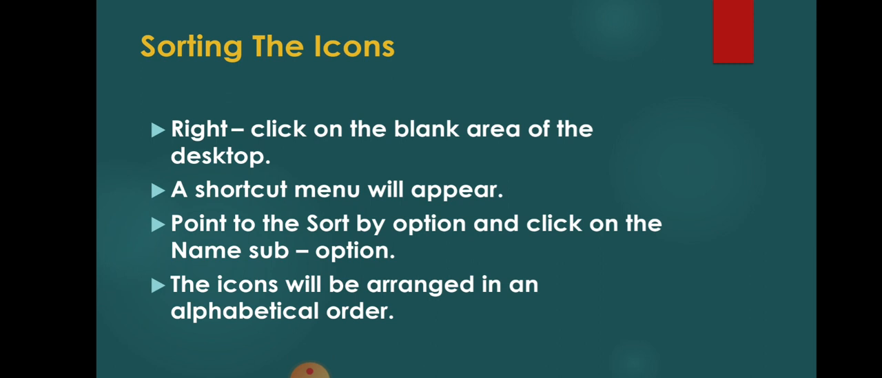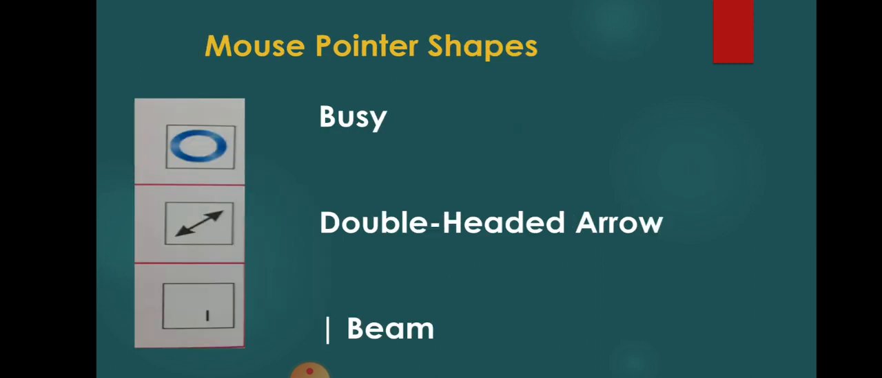From there, we point to the sort by option and click on the name sub option and the icons will be arranged in alphabetical order. Now let us see mouse pointer shapes. The shapes of the mouse pointer change according to the actions we perform.